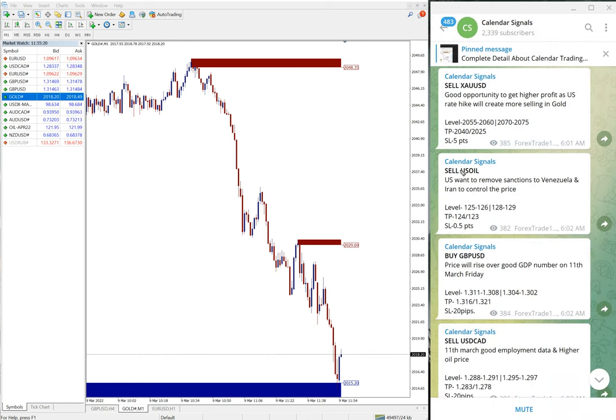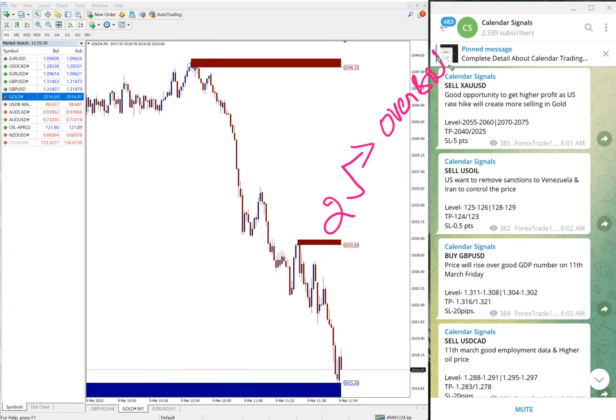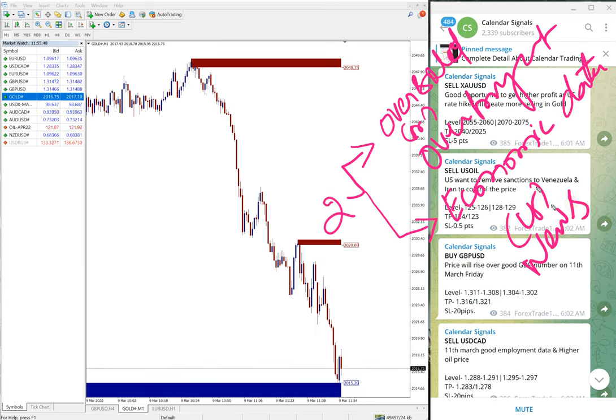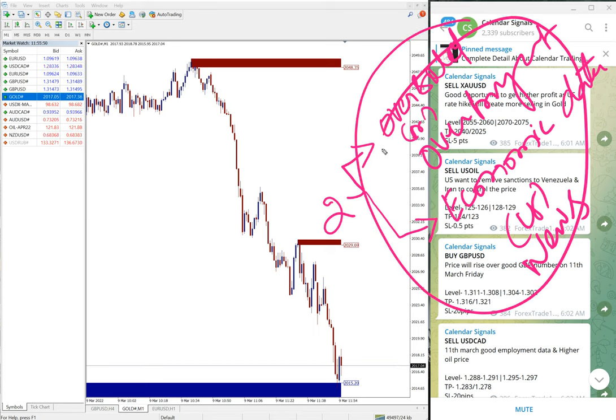Based on what we are giving the signal, we are giving signal based on these two reasons. One is oversold or overbought condition. And then the second aspect, which is very important, is economic data or news. Based on these things, we give signals on calendar signals channel.